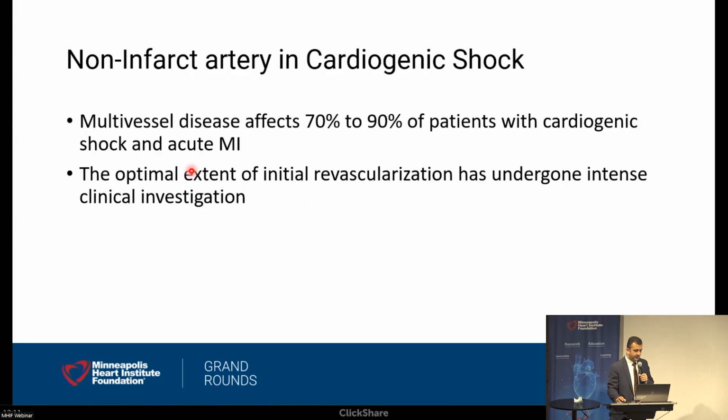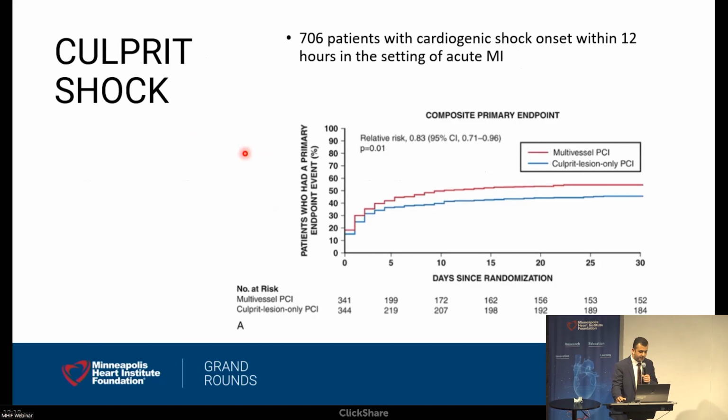Similar to what Dr. Salih was talking about, what is the role of revascularization for non-infarct-related arteries in cardiogenic shock, meaning that we treat the culprit artery, and what do we do with those other arteries that might be stenosed as well? Multivessel disease affects more than 70 to 90% of patients with cardiogenic shock. So a lot of patients have multivessel disease. What do we do with these non-culprit arteries?